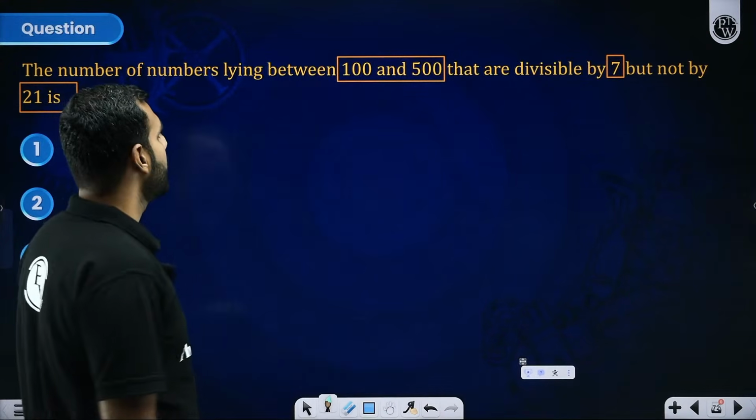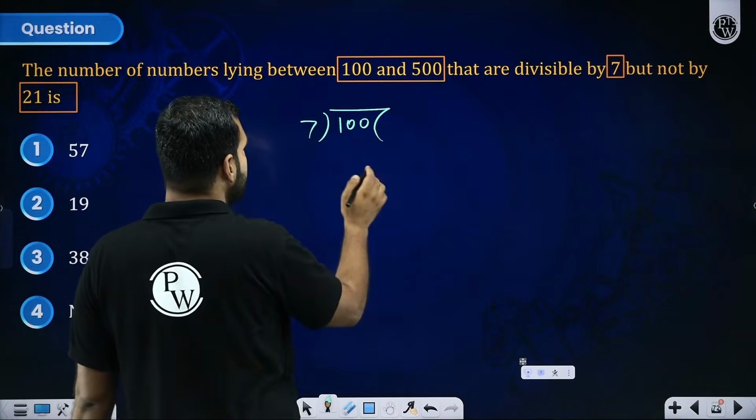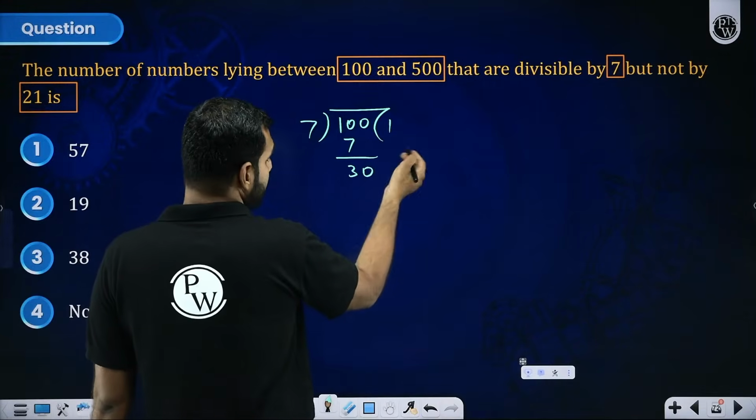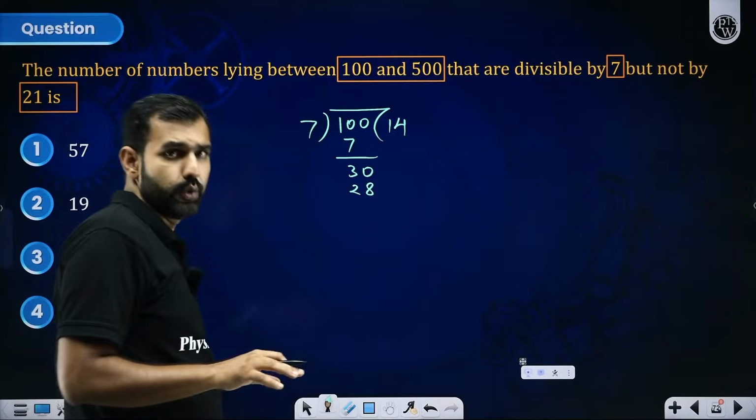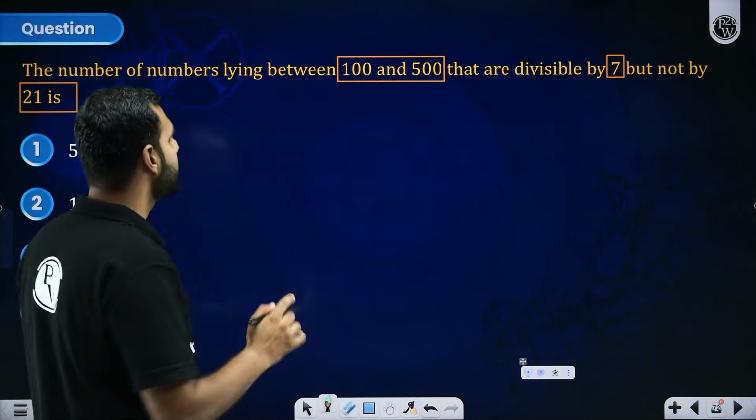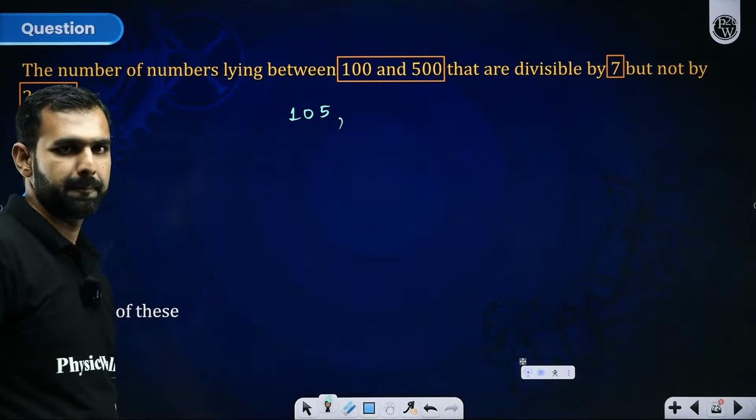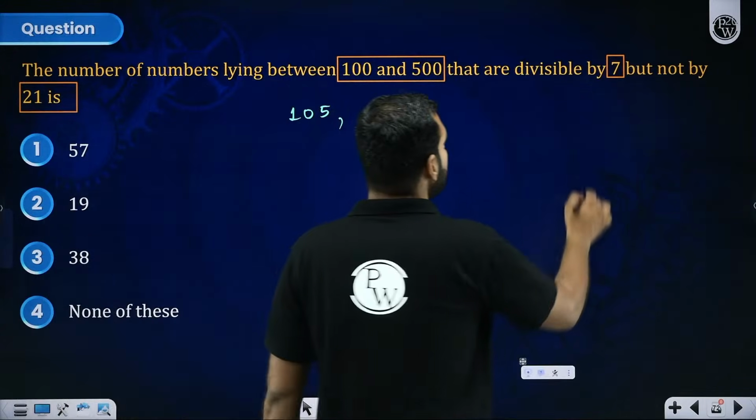Okay, so if I look at 100, 100 when divided by 7 gives you what? I hope you can do it mentally as well. 7 into 1, that is 7. Remainder is 3, 30. 7 into 5 is 35. 7 into 4 is 28. So remainder is 2. So I think 5 more I need to make it divisible by 7, which means 105 will be the first number which will be divisible. And after 105, plus 7, plus 7, plus 7, plus 7, and so on until 500.